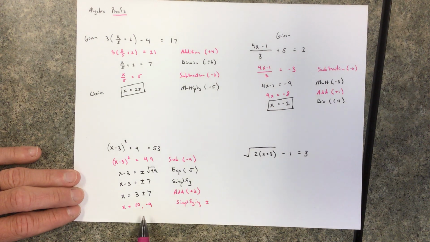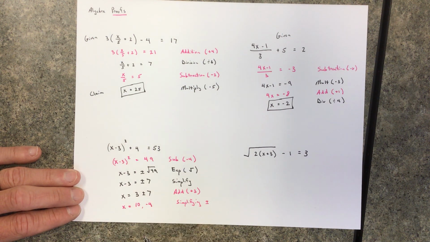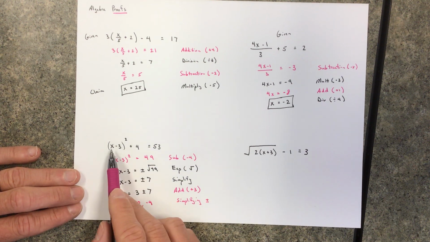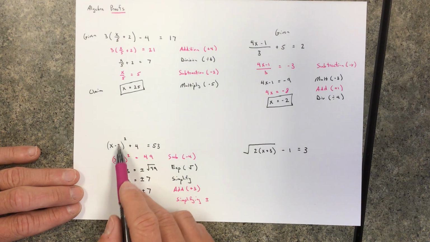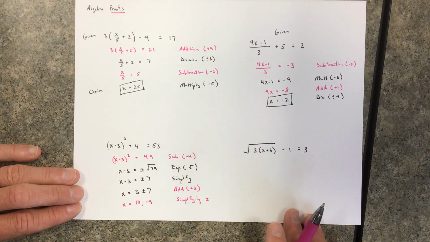You can check your answer if you want, right? 10 minus 3 is 7. 7 squared is 49. 49 plus 4 is 53. And if you use -4, -4 minus 3 is -7, but -7 squared is still 49. 49 and 4 make 53.